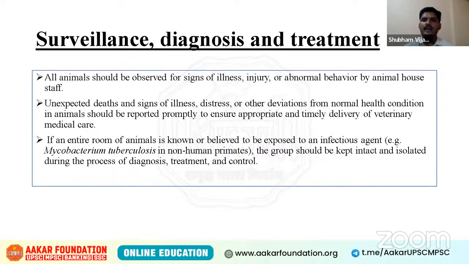Then, if an entire room of animals has an infectious agent present, it is well known, for example, Mycobacterium tuberculosis in non-human primates. Here we have taken one example. In the above point we took a single animal. Now, the group should be kept intact and isolated away from the other healthy animals during the process of diagnosis, treatment, and control. That must be isolated.